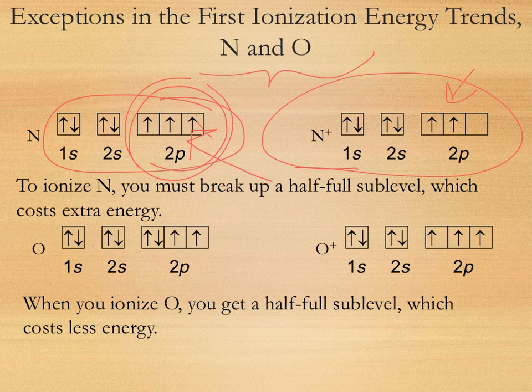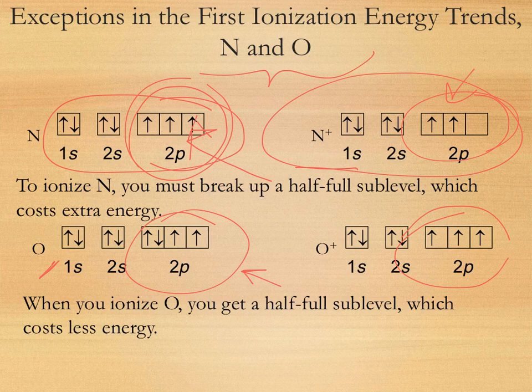And by removing one electron, you have disrupted that half-full sublevel. So it costs quite a bit of energy to ionize nitrogen. Oxygen, which is right next to nitrogen in the periodic table: when you remove oxygen's valence electron, you end up creating a half-full 2p sublevel, which is a very favorable thing. So the ionization energy of oxygen is unexpectedly low. It's easier than expected to remove an electron from oxygen because the result is a half-full sublevel, which is quite stable.